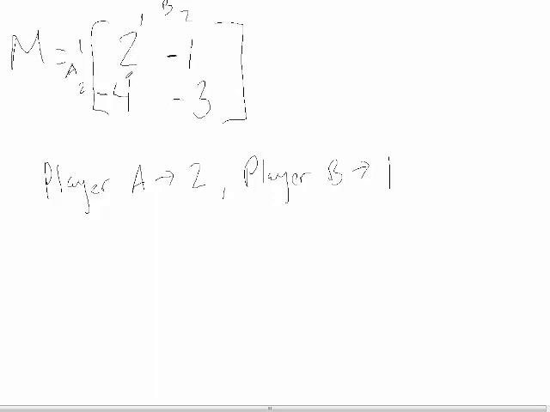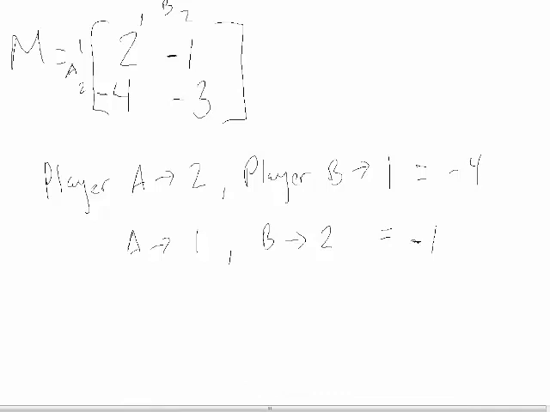Positive numbers are gains for player A, or player B pays player A, and the negatives are player A pays player B. So if player A chooses strategy 2 and player B chooses strategy 1, the value is -4, which means player A pays 4 units or dollars or whatever it is to player B. If player A chooses strategy 1 and player B chooses strategy 2, that's -1, which means player A pays player B 1.